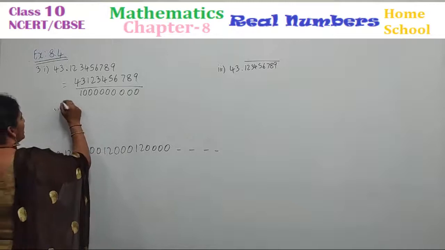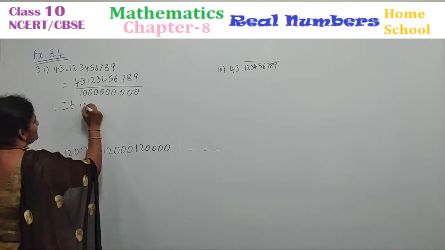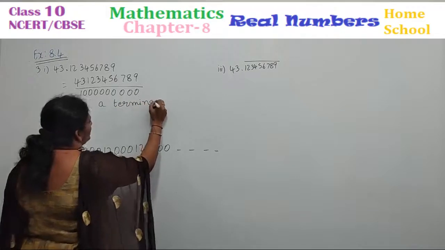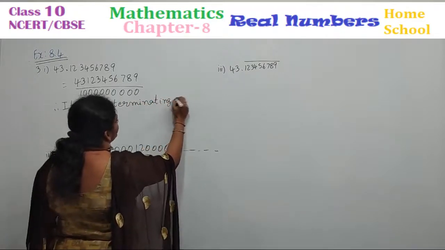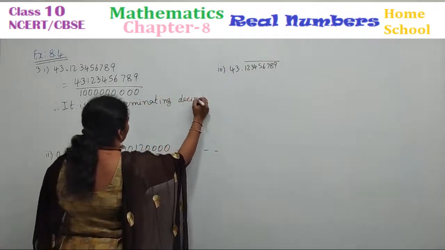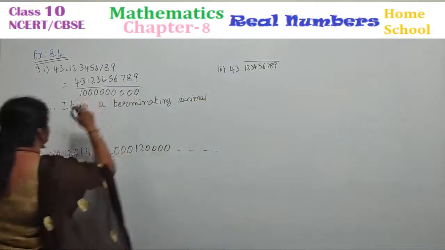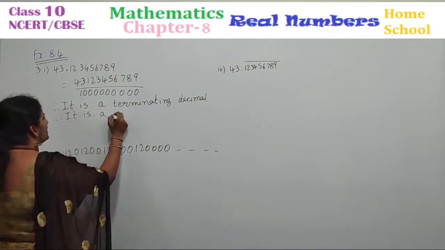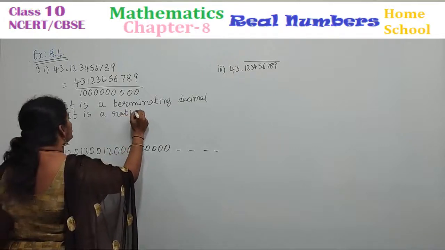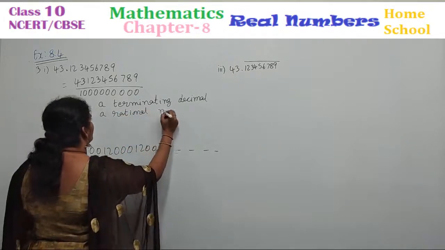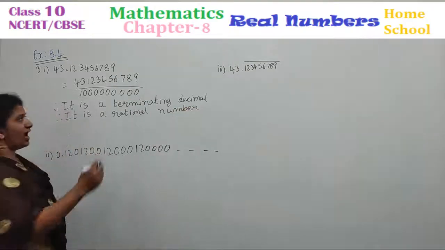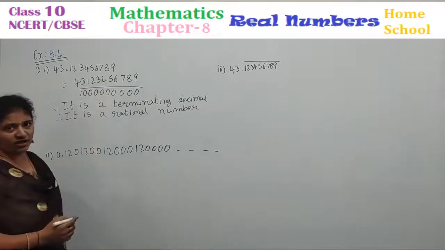Therefore, I can say it is a terminating decimal. It is a terminating decimal expansion. Therefore, it is a rational number. Convert in the form of P by Q as asked. I have converted in the form of P by Q.